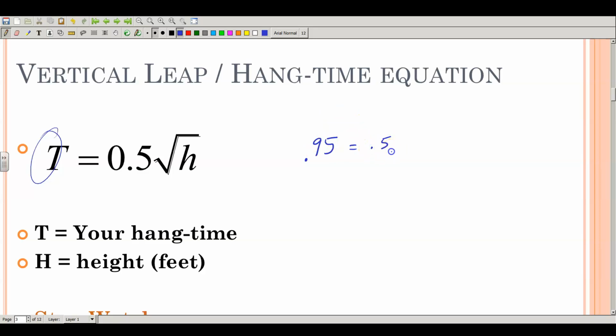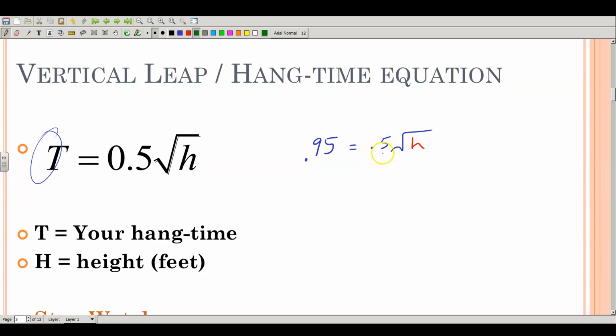So let's say that 0.95 seconds is the hang time. And now we have this right here. If we know the hang time, now we want to figure out how high, in feet, is that jump? What's that vertical leap? So how would you solve this equation? That's what we're looking at today. How do we solve this radical equation?